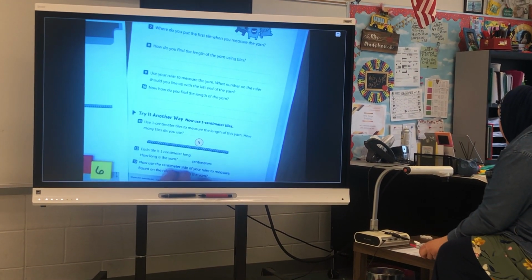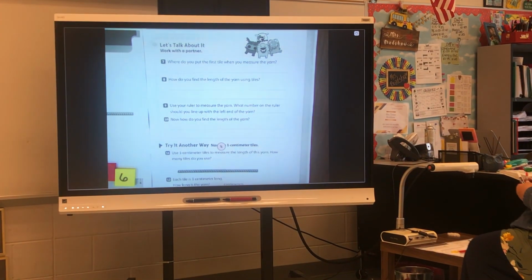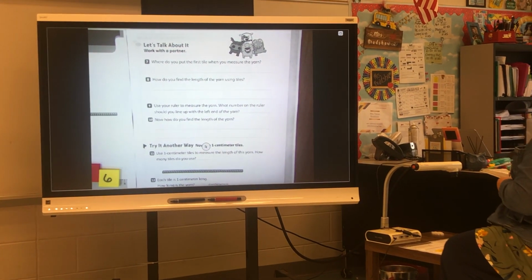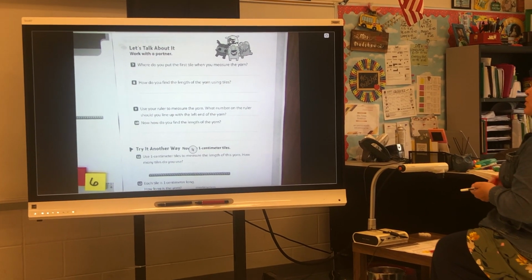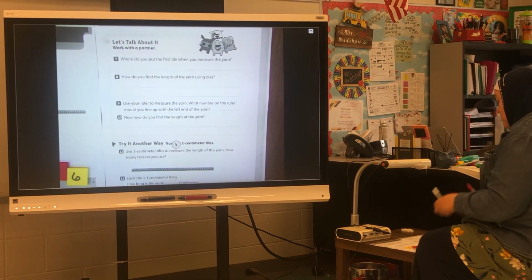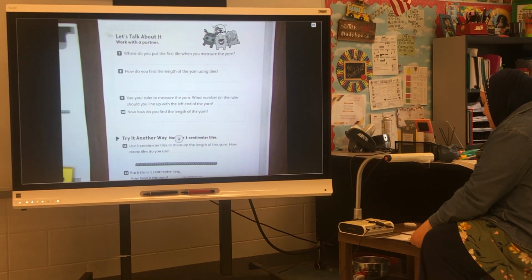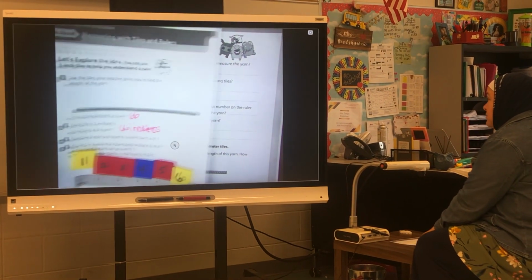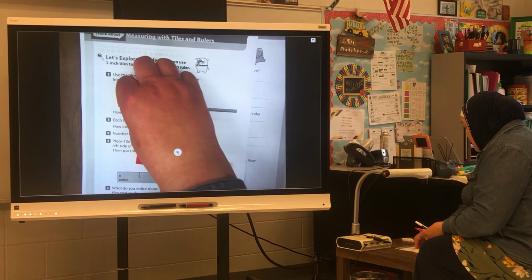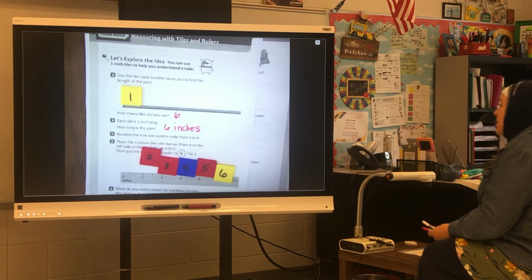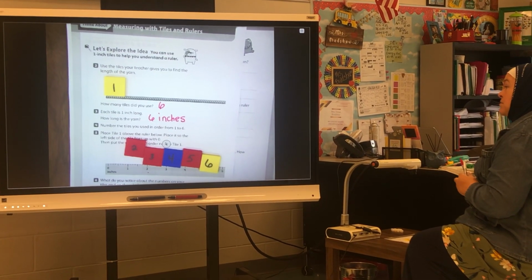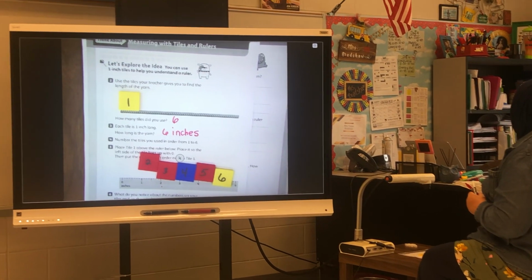Let's take a look. Let's talk about it. We don't have partners, but I'm your partner and you're mine on the other side. It says, where do you put the first tile when you measured the yarn? Where did we put it? We put it at the very beginning edge of the yarn, so they would line up perfectly.